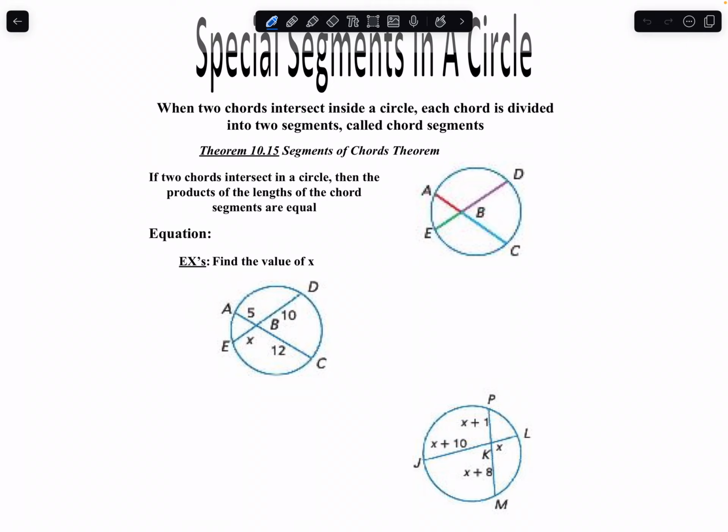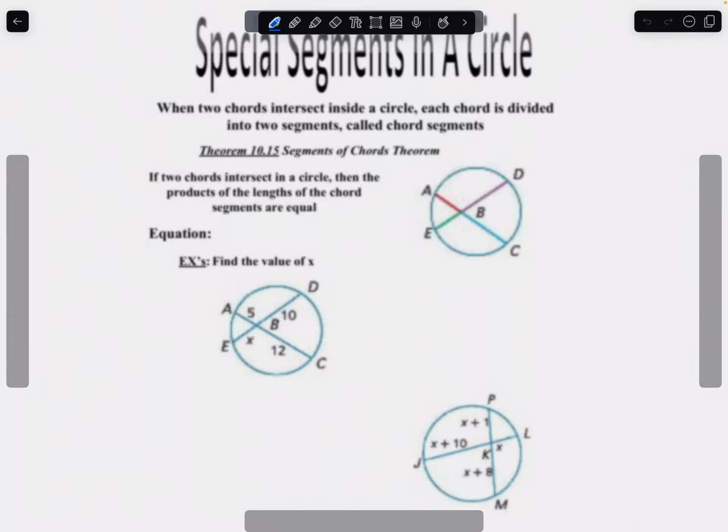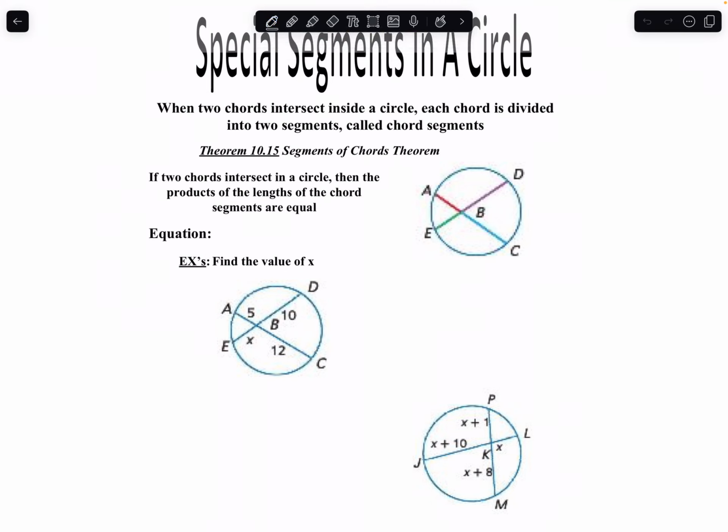Here we have two secants. If I extend those lines, we have two secants because the line crosses the circle twice, right? Like here in this scenario, it's crossing here and here. This line AC intersects it twice. ED intersects it twice as well. These chords, because they are intersecting inside, these smaller chords within, we're going to call those chord segments.